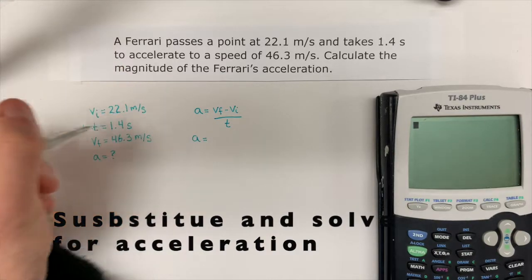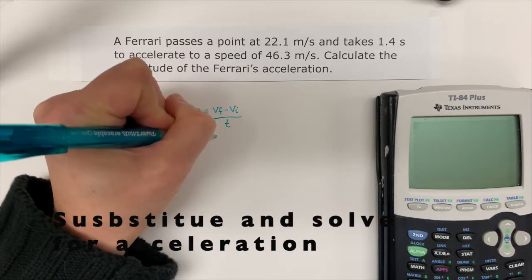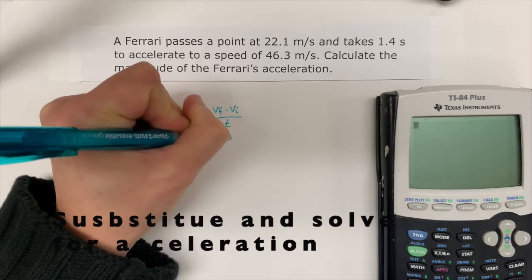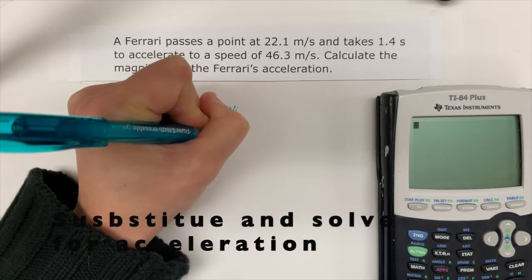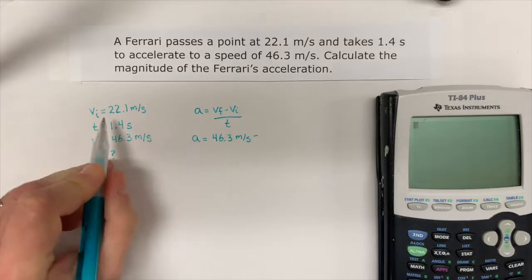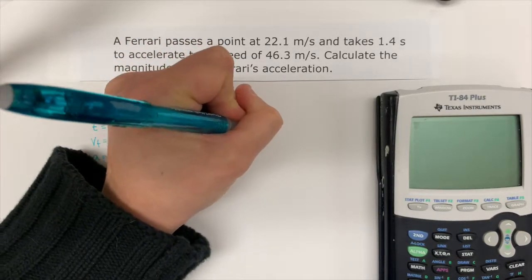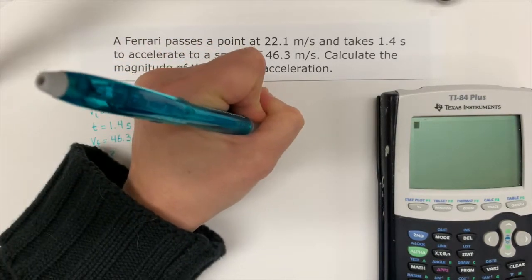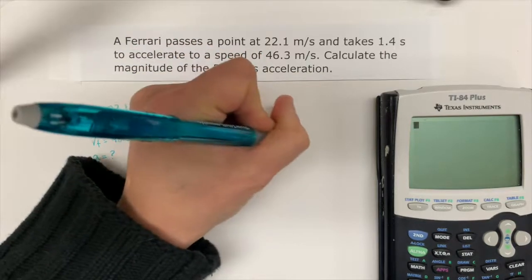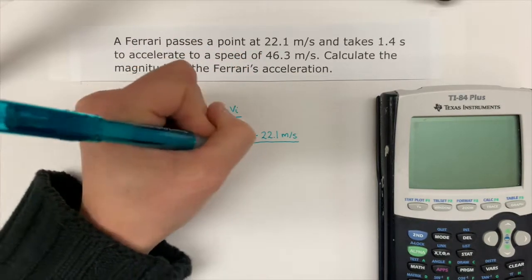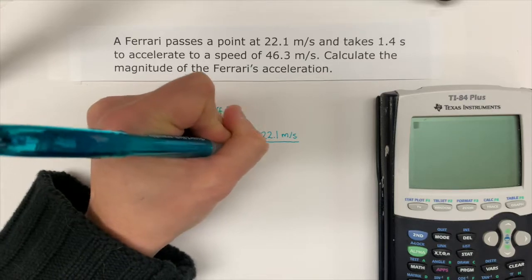a equals my final velocity, 46.3 meters per second, minus my initial velocity, 22.1 meters per second, divided by my time of 1.4 seconds.